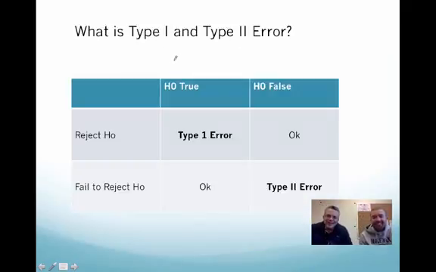This is the truth on the top. The truth is either our null hypothesis is true in real life, or our null hypothesis is false. So let's think one at a time. Let's think H0 is true. You take a random sample, and then two things could happen. The two things are we either reject or we fail to reject.